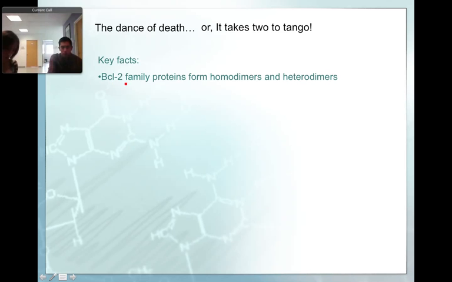That doesn't mean that they're pro-survival. The BCL2 family is all of those proteins because they're homologous. They're similar to each other. Okay. So these proteins form homodimers and heterodimers. Homo means two of the same protein. Hetero means two different. And they interact with each other.